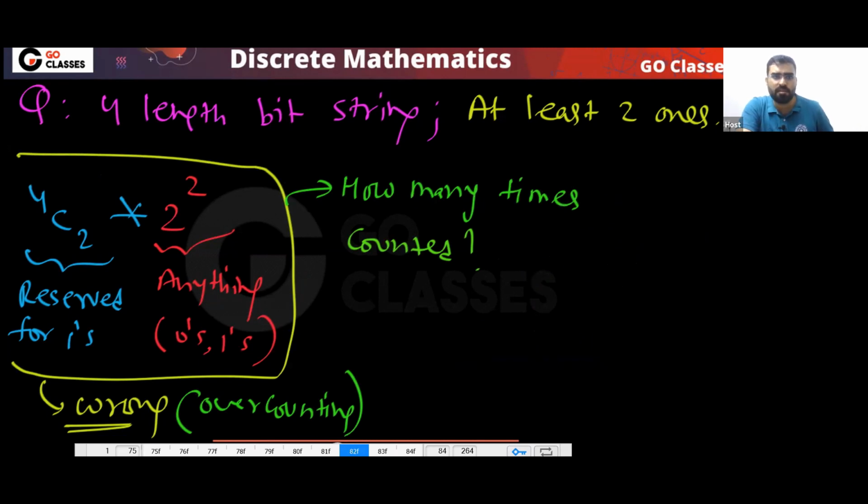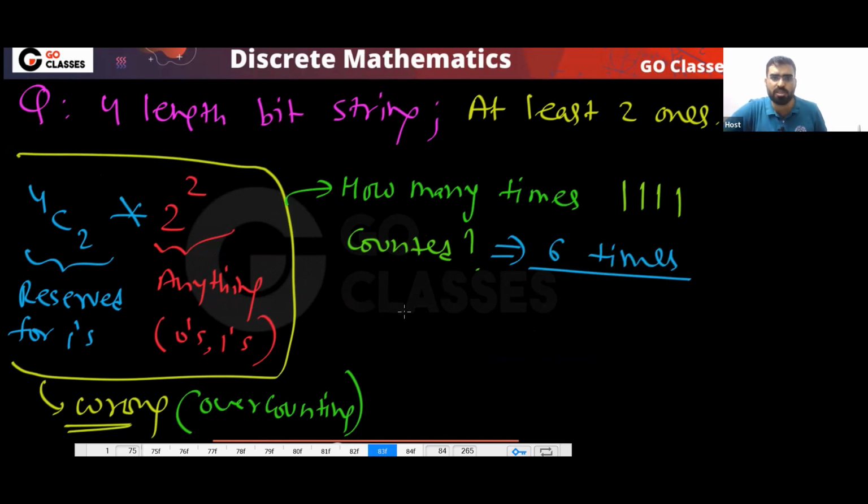And what about this string, 1, 1, 1? How many times has this string been counted? So this string has been counted 6 times. Total 6 times this string has been counted.